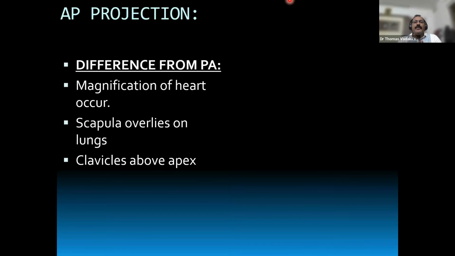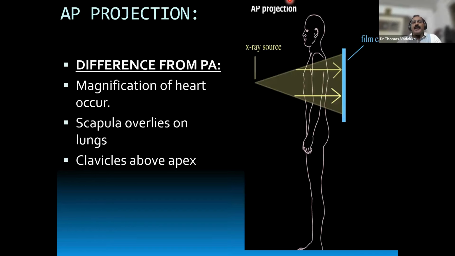Now, what's the difference between PA view and AP view? Why are we asking for a PA view? Because in an AP view, there will be magnification of the heart, because we are keeping the film on the back side. The heart is anteriorly placed, and the source of the X-ray is anterior, so whatever the anterior-most structures are will get magnified. And of course, the patient is unable to move the scapula away. So the scapula will be in the lung fields, which will mask your visualization of those parts of the lung. And the clavicle will be above the apex. So a PA view is always preferred over the AP view.